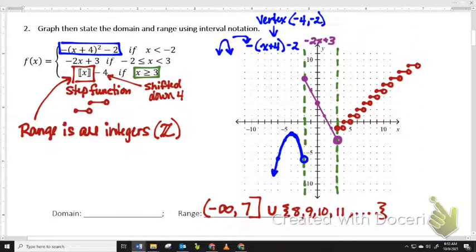Correct. Because here I have a range value of 7, but then I don't have anything in between the 7 and the 8 until I get all the way to 8. Same thing between 8 and 9. I don't have any kind of output. There's no vertical output at all in between the 8 and the 9, or in between the 9 and the 10. You guys okay with that?